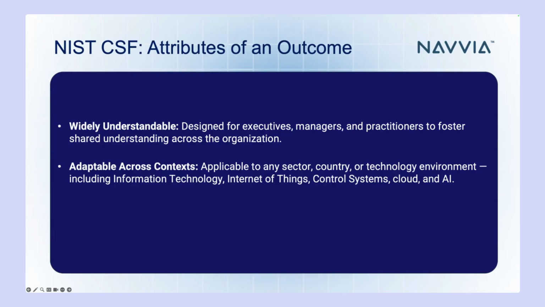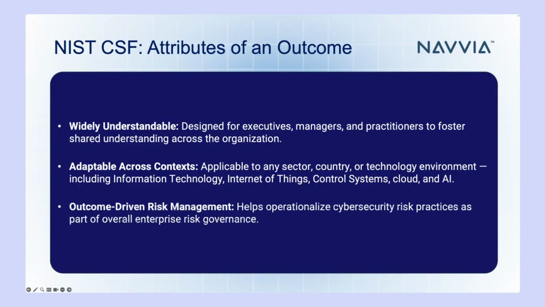It has to be adaptable. So it's adaptable to any sector, any country, any technology environment. So within the NIST, it looks at information technology infrastructure. It looks at the Internet of Things, control systems. So those systems that manage critical infrastructure like power stations and pipelines and that sort of thing. It has to be able to apply to the cloud with SaaS applications, and of course, to things like AI. So these outcomes have to make sense across all of these contexts.